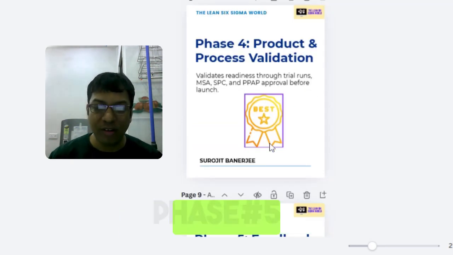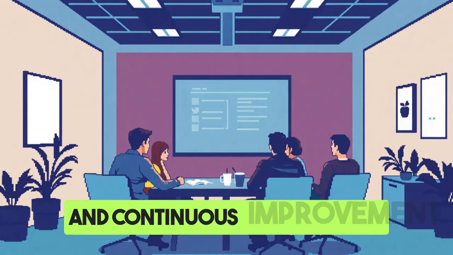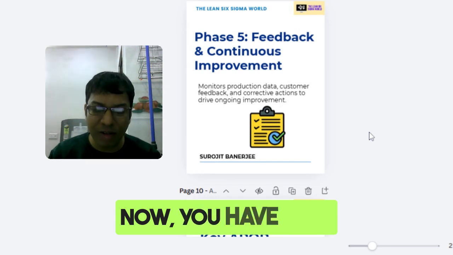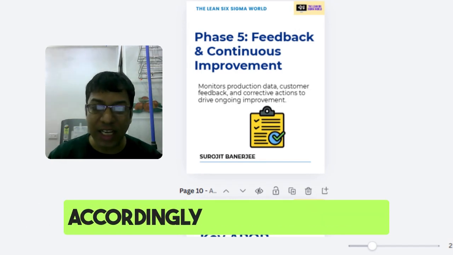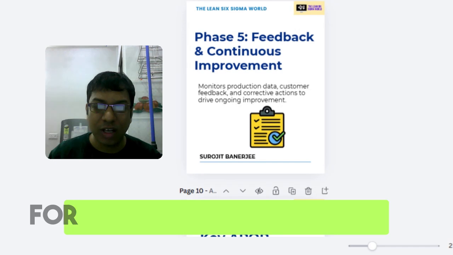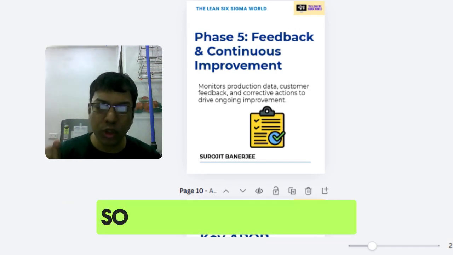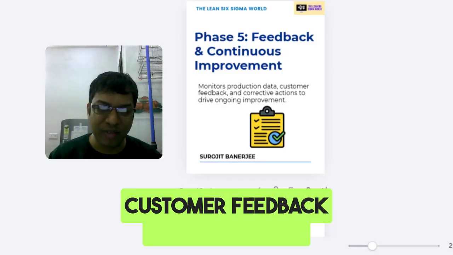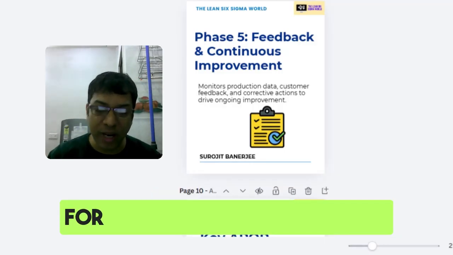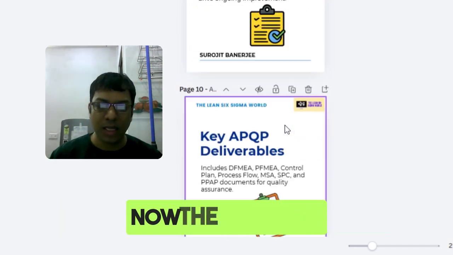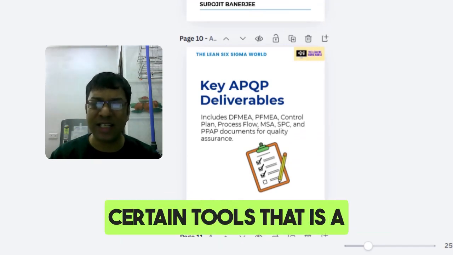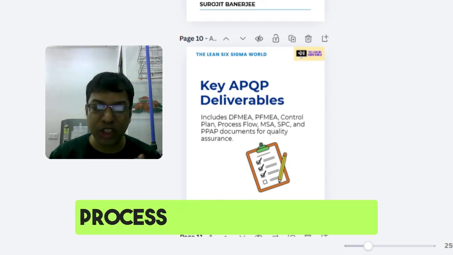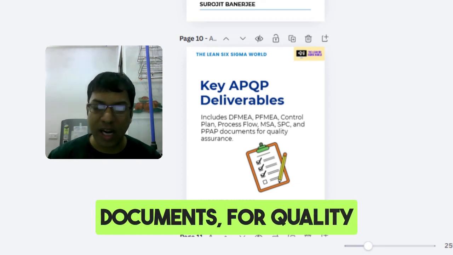Now I'm moving into phase number 5, that is feedback and continuous improvement. Now you have done certain improvements, but you have to take continuous feedback from your customers so that you can take corrective actions for continuous improvement. So you need to monitor production data and customer feedback, and corrective actions need to be taken accordingly for ongoing improvement. Now, the key APQP deliverables. It includes tools like DFMEA, PFMEA, control plan, process flow diagram, MSA, SPC, and production approval process documents for quality assurance.